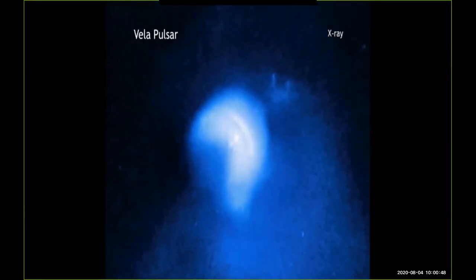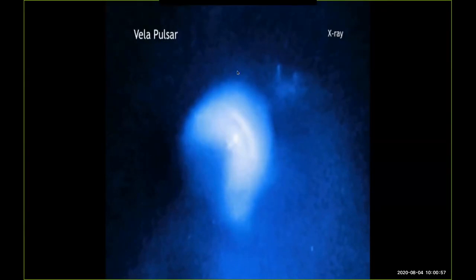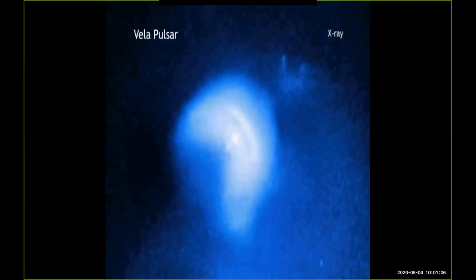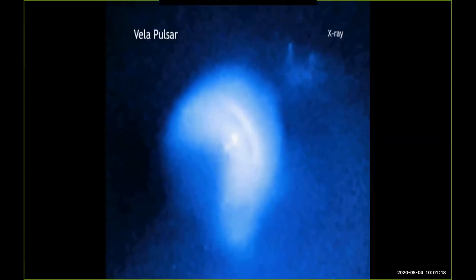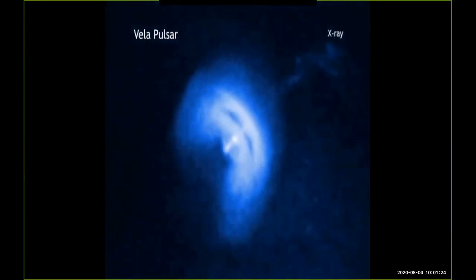I hope it carries over soon. So now you should see a bright spot in the center. You see some bright stuff around it. Still zooming for me. Okay. So now it should play. They only have a few images, so it would be a lot better.